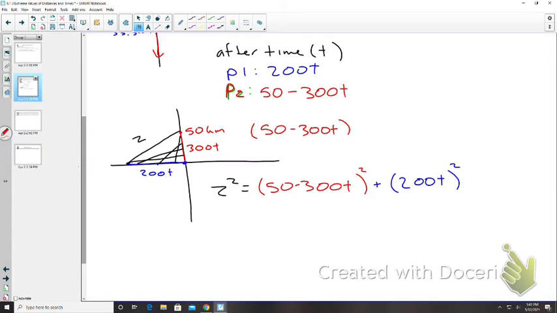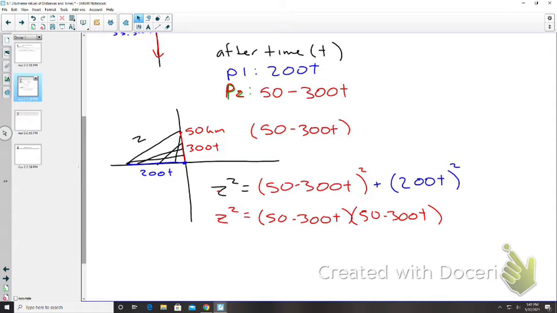Okay, so let's go ahead and expand our brackets. So z squared becomes, and these are all z's, not to be confused with the 2. I know it's not the best variable. Maybe you want to change your variable to not be z. But z squared is equal to 50 minus 300t expanded, plus 200t multiplied by itself, so that will give us 40,000 t squared.